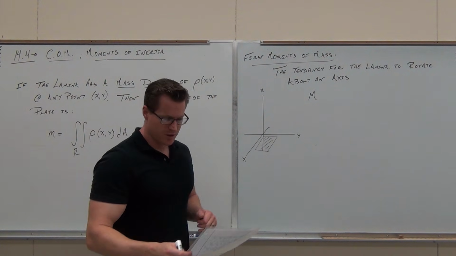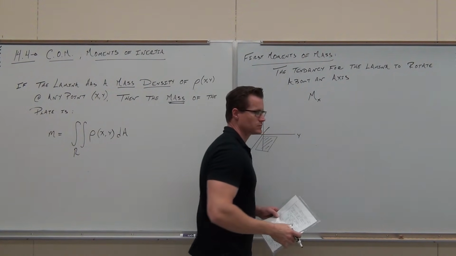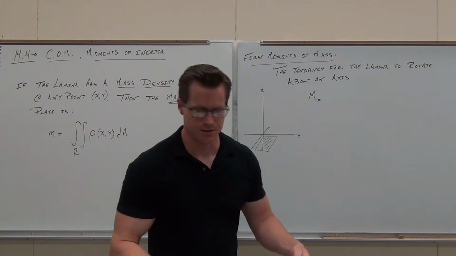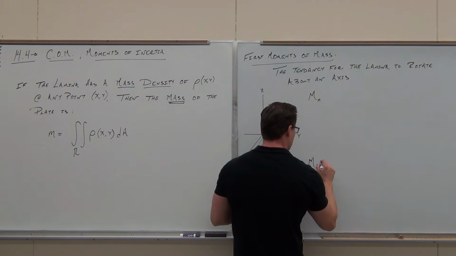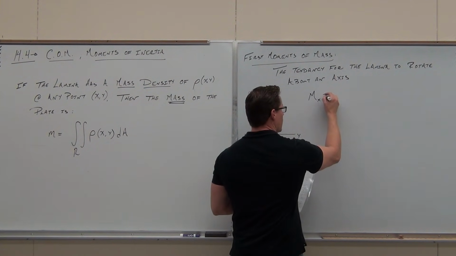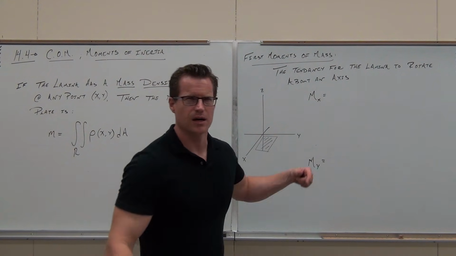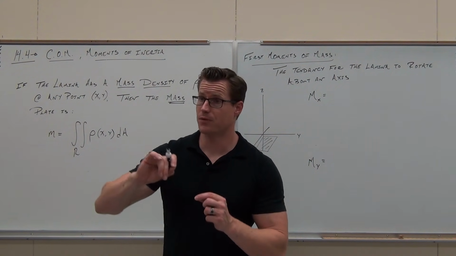The first moment of mass with respect to x, around the x-axis, and the first moment of mass with respect to y, around the y-axis. So what this means, M sub x, this would be the tendency to rotate about the x-axis.